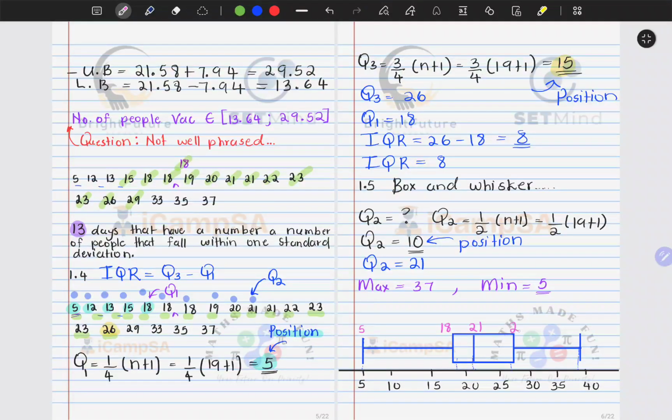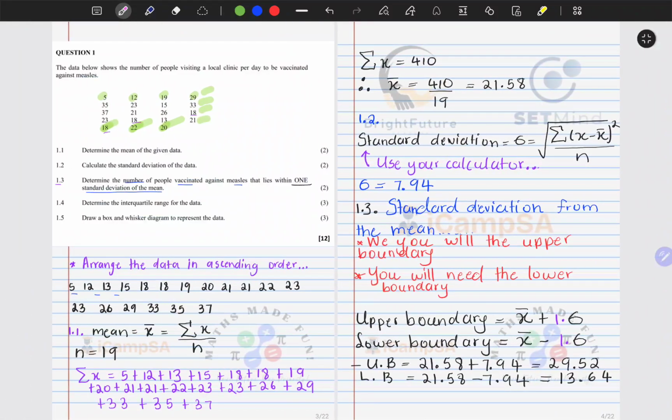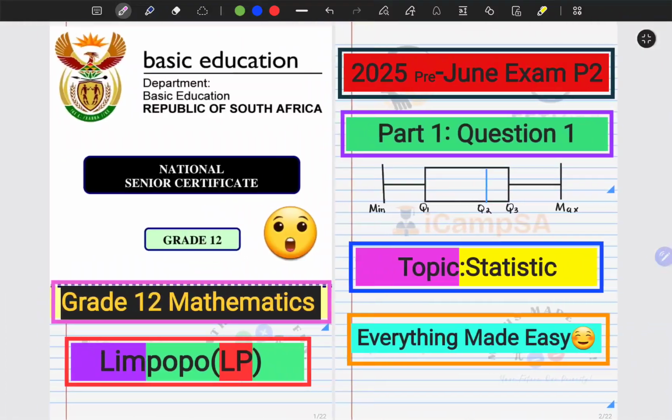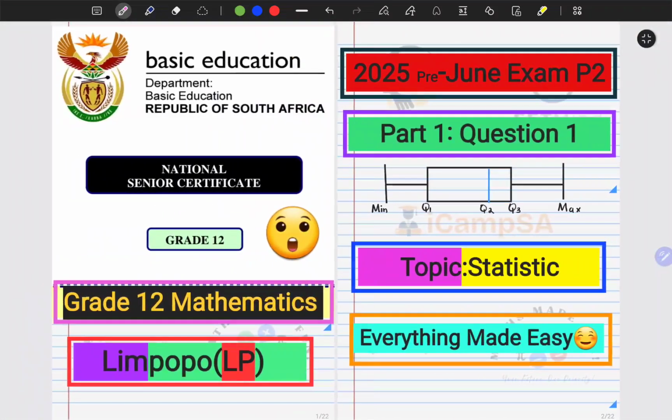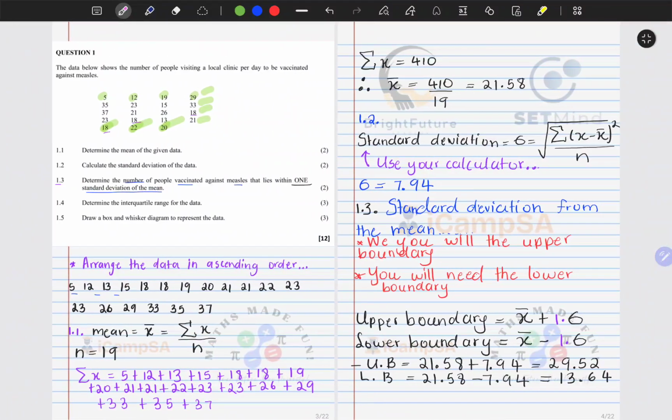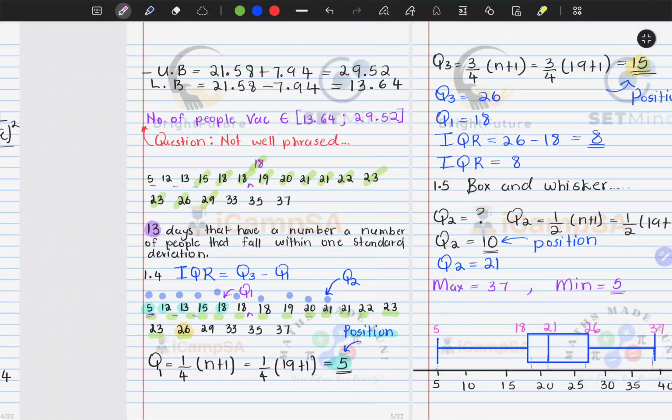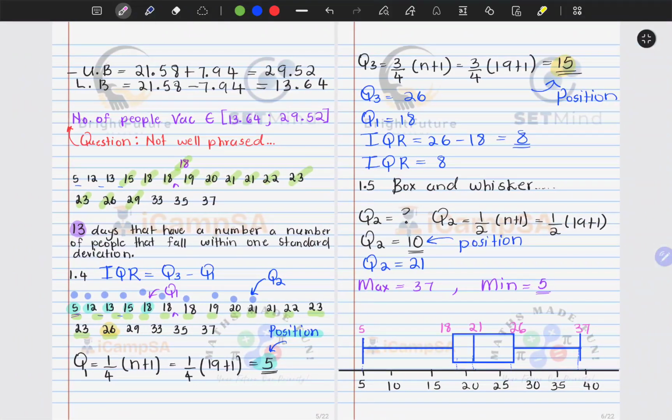Q3, we found to be 26. Then the maximum is 37. This will make sure that you do get all the marks that are there to be gotten, guys. So please make sure that you label your diagram carefully. So this brings us to the end of this paper, which was the Limpopo 2025 pre-June exam paper 2, and this was question 1. So please practice, guys, and make sure you understand all these steps that we undertook.